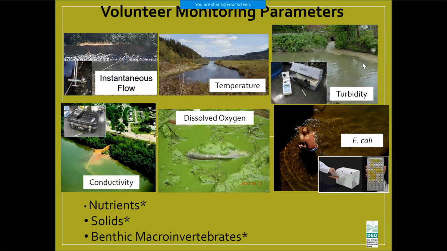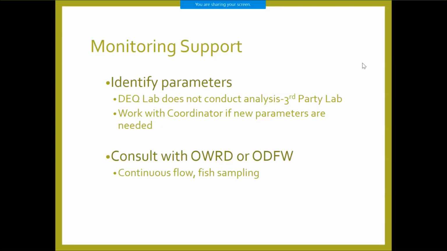If you're planning on sampling for nutrients, solids, or benthic macroinvertebrates, we do not have the support for analysis for these types of samples, so you'll likely have to go through a third-party lab. But we will assist in any way we can with the sampling and the data management and analysis. So again, as part of our monitoring support, we can help identify parameters and provide assistance with methodologies. But like I mentioned before, if you have new parameters that are not standard to our program, we'll have to work early together to develop a good way to get those planned out.